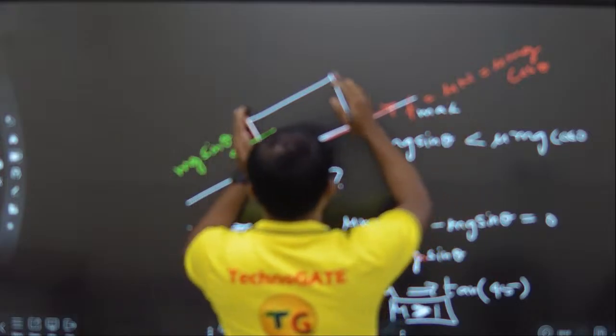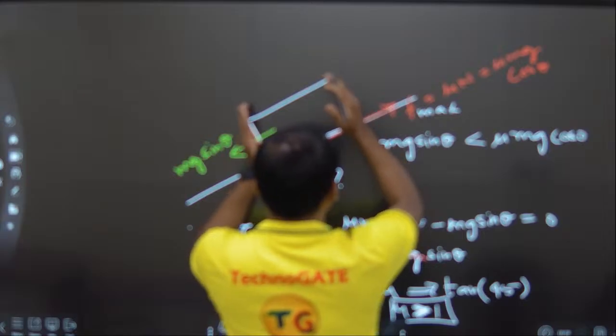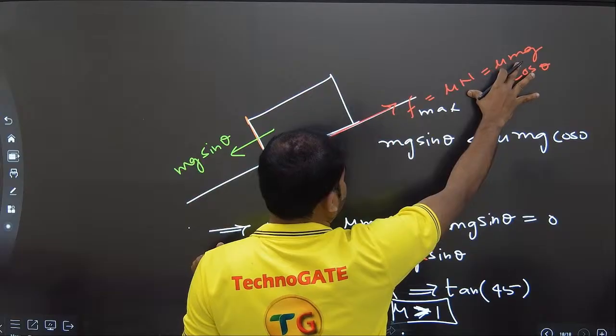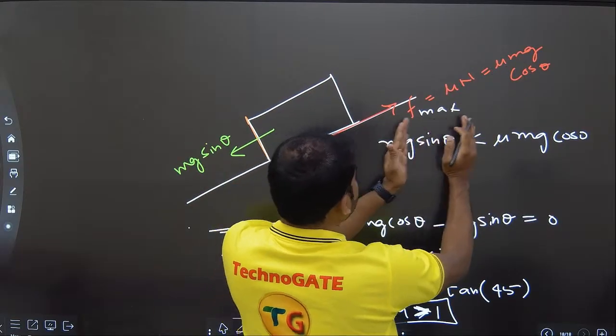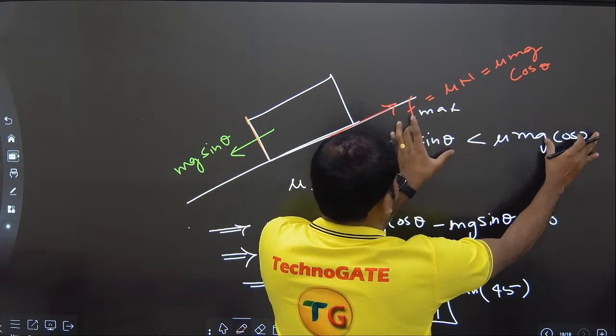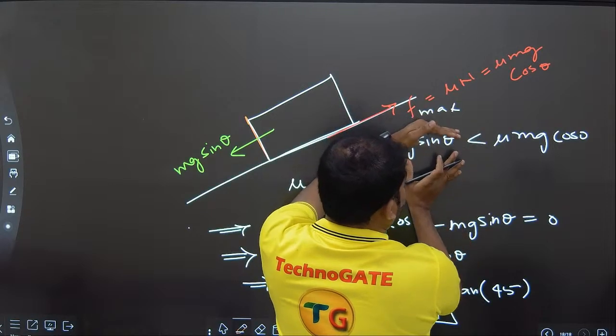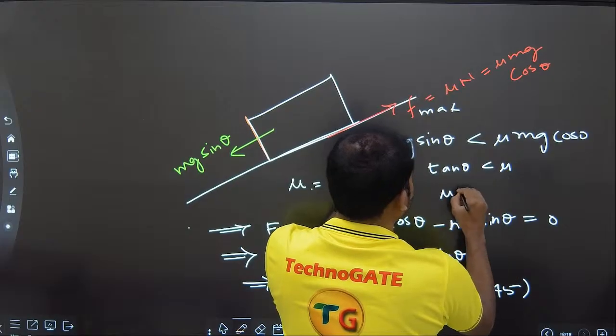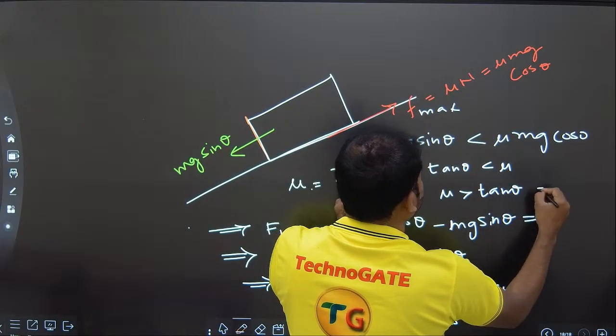So this will stay at this location as long as mg sin theta is lesser than its limiting value f max. So mg sin theta is less than mu mg cos theta. So this cos theta will come like this. Tan theta will be less than mu, or mu should be greater than tan theta, which is equal to 1.